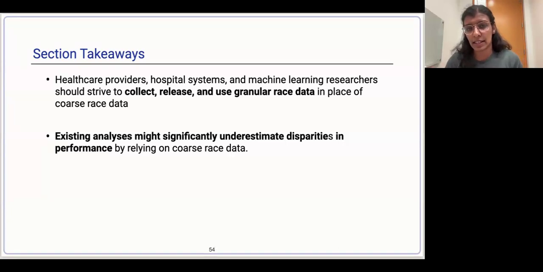And one thing I might add to that is that when releasing granular race data, I think we have a ways to go in terms of transparency around those data collection practices. There are differences between self-reported race, perceived race, collecting race via a form versus a phone call, and there is a lot of research on those topics. So I think that that's another place where better data would be useful. And then finally, our results suggest that existing analyses might significantly underestimate disparities in performance by relying on coarse race data. Okay, so I might pause here in case people have questions on this section.